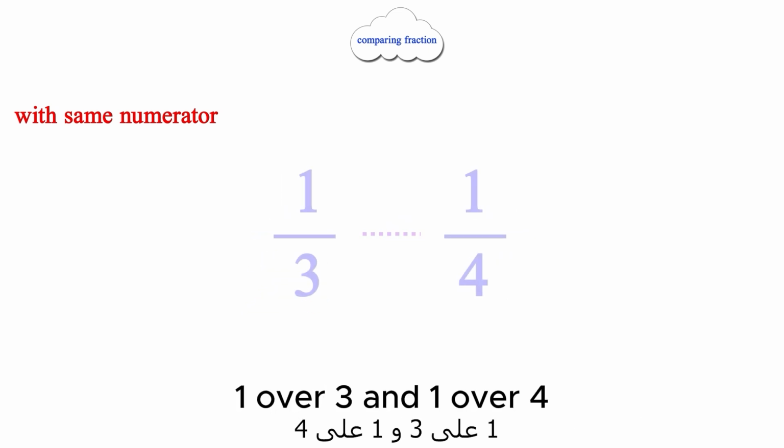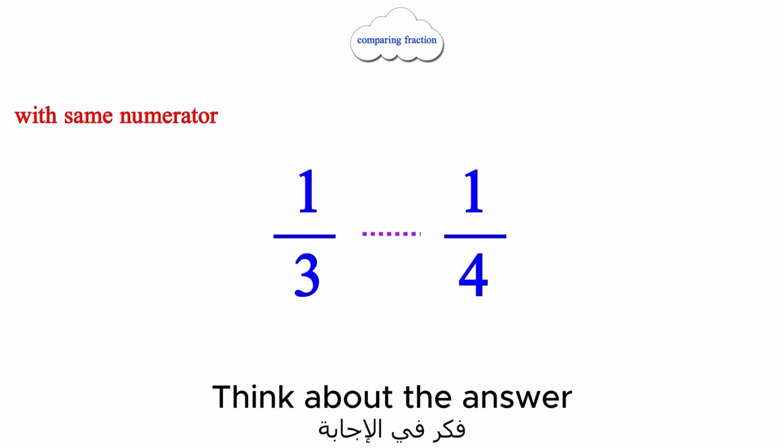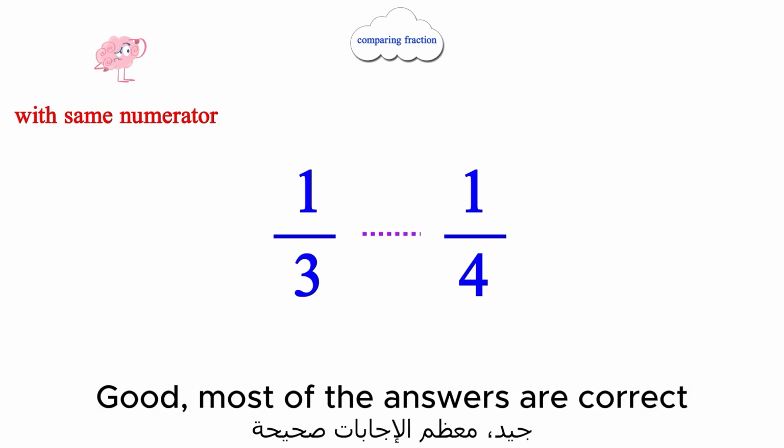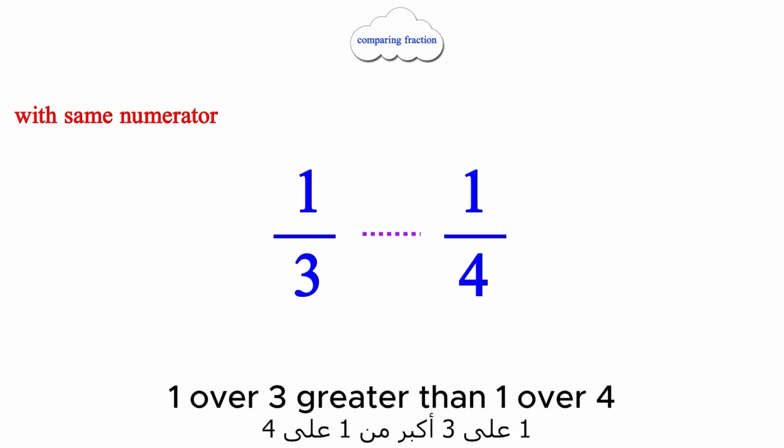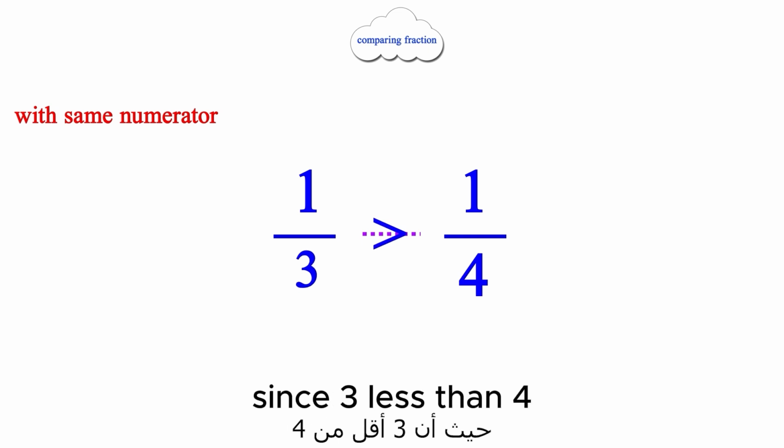Another example, 1 over 3 and 1 over 4. Think about the answer. Good, most of the answers are correct. 1 over 3 is greater than 1 over 4, since 3 is less than 4.